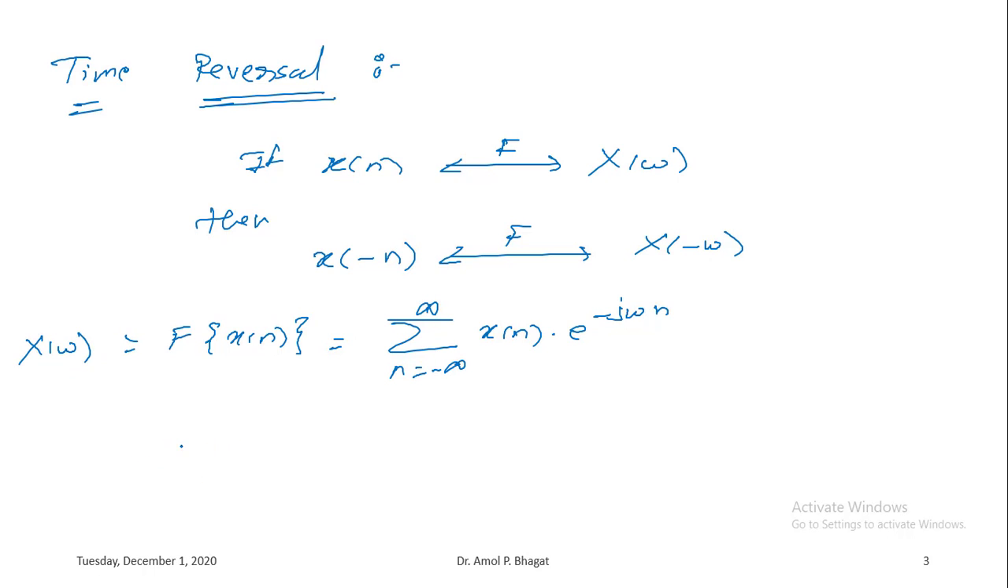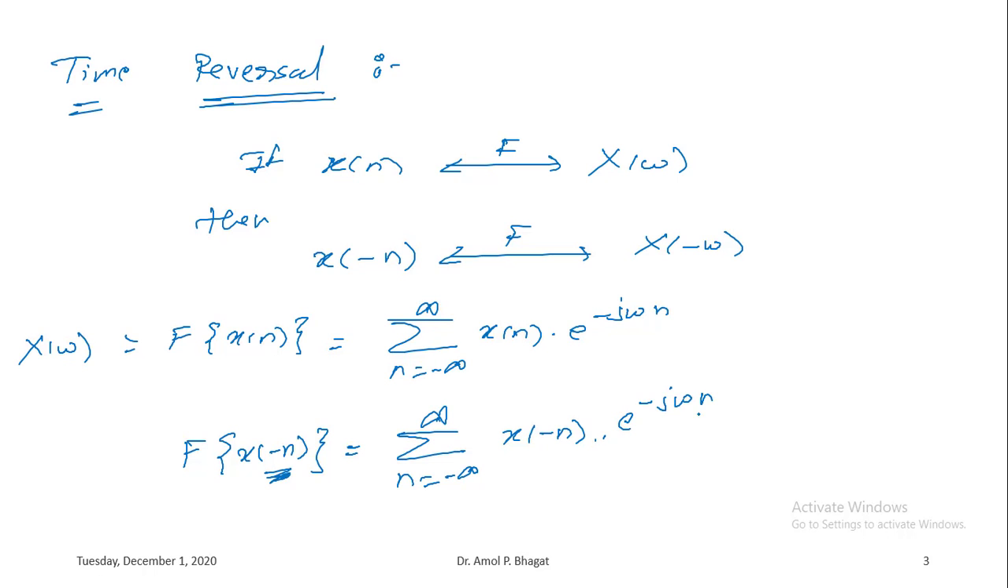So here we want to identify the Fourier transform of x of minus n, right? So it will be simply the summation from n equals minus infinity to infinity of x of minus n into e to the power minus j omega n, right? Here this particular equation has simply been denoted as X of omega, as e to the power minus j omega n is there.